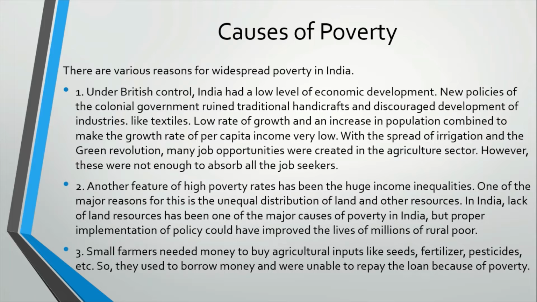In India, lack of land resources has been one of the major causes of poverty, but proper implementation of policy could have improved the lives of millions of rural poor. Small farmers needed money to buy agricultural inputs like seeds, fertilizers, pesticides, etc. So, they used to borrow money and were unable to repay the loan because of poverty.